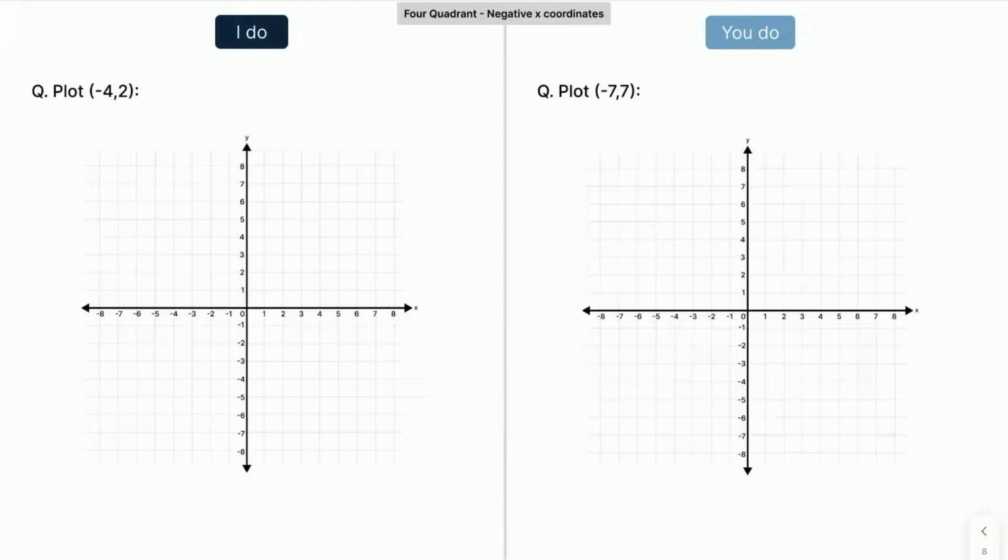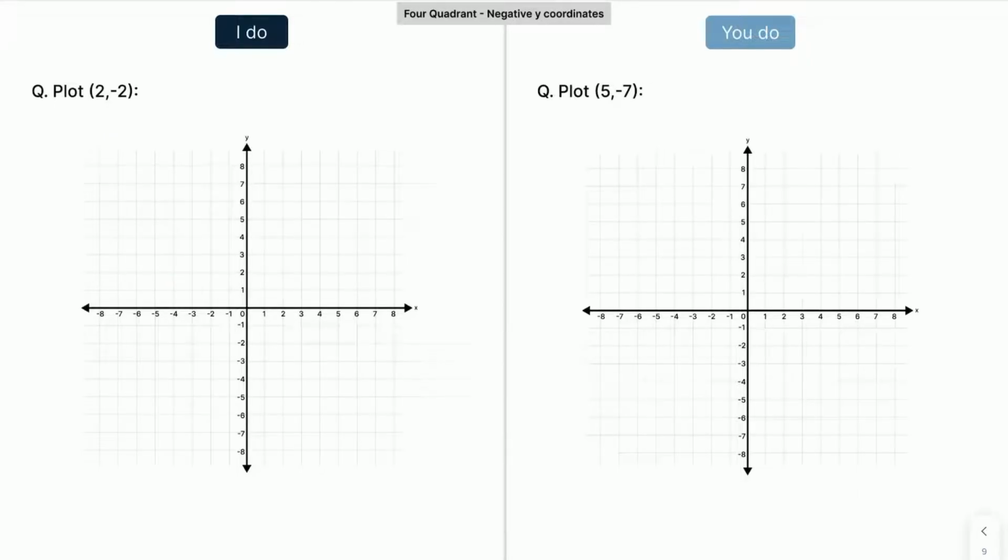Now we've got another negative x coordinate example. So we have x and y. We're going to go along the corridor in x, which is -4 there, and then up the stairs to 2. And again, press pause and have a go. So that's x as -7 and y as +7. That's going to be right there.